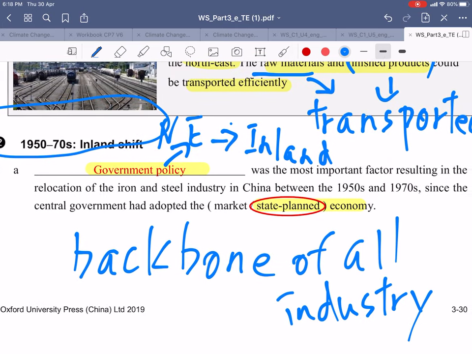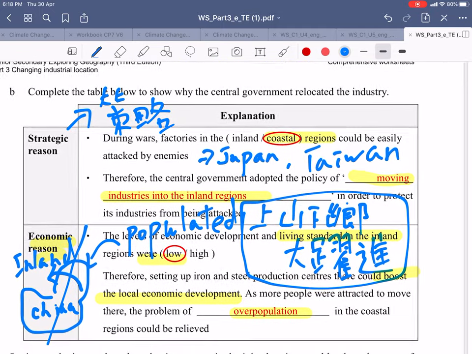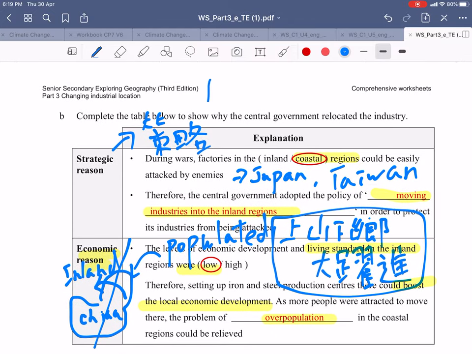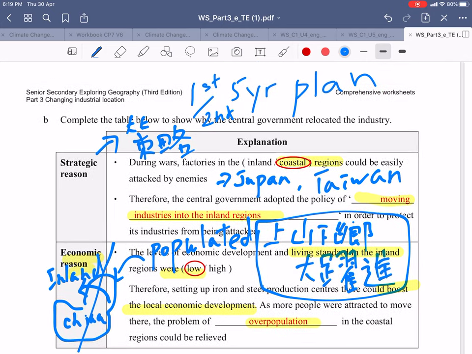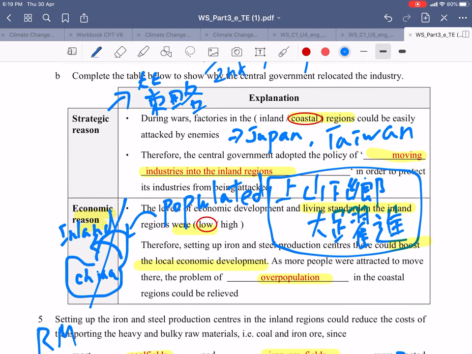Because the central government had adopted a state planned economy, okay? What are the strategic reasons why they had to do so? We call this the first 5-year plan or second 5-year plan, okay? 第一個五年計劃和第二個五年計劃呢，就是想搬曬啲廠呢翻內陸嘅鋼鐵廠啊，講緊 okay? This government policy is telling that the government wants those iron and steel plants to move to the inland, okay? Why did they have to do so?